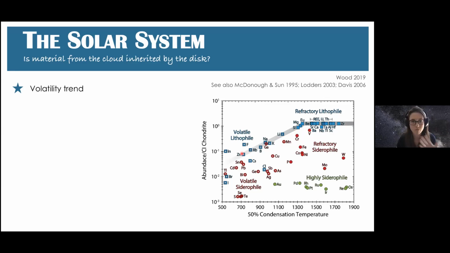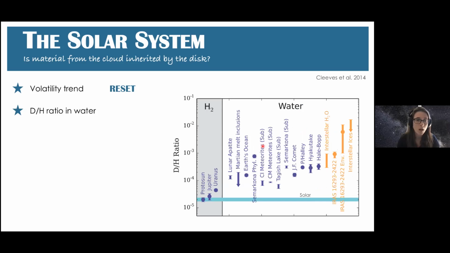So the main point from this complicated figure is basically that this suggests that some sort of reset has happened between the cloud stage and the disk phase. And so especially the refractory materials had been evaporated and then formed back into refractory material. But if we look at more volatile material, for example, water, we see something different.